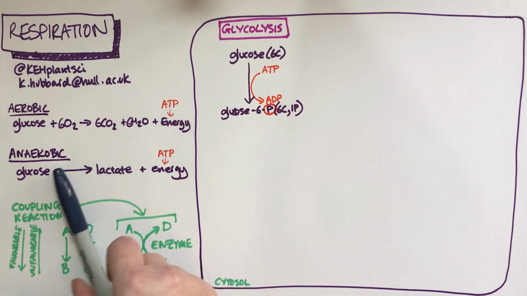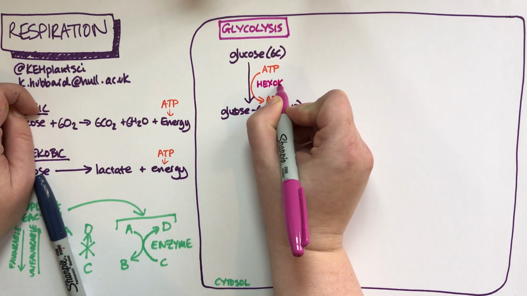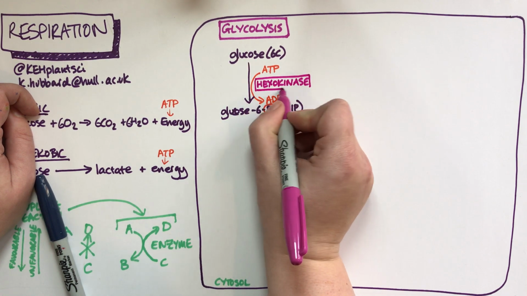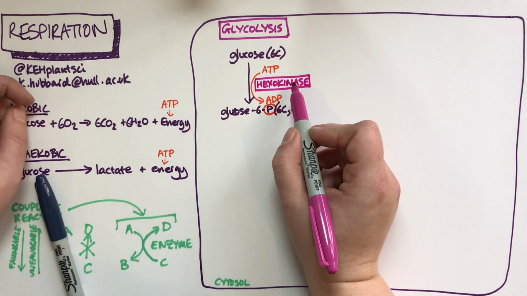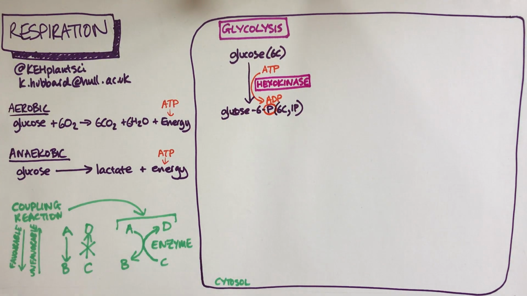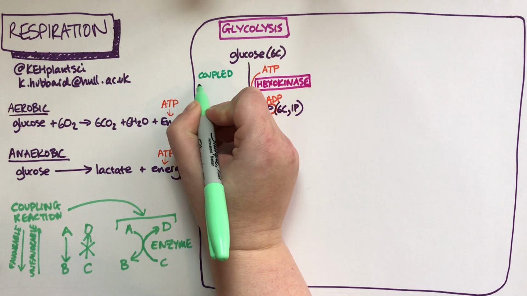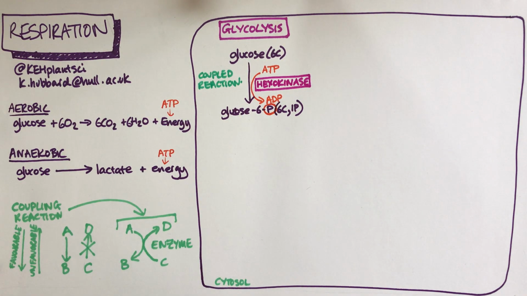And that is catalysed by an enzyme called hexokinase. So hexokinase, hexo again is 6, kinase is an enzyme that adds a phosphate. So this enzyme has added a phosphate onto glucose using ATP for both its energy and for the phosphate itself. So there we have an example of a coupled reaction. That's one of the classic examples. Here's actually the very first reaction of glycolysis itself.